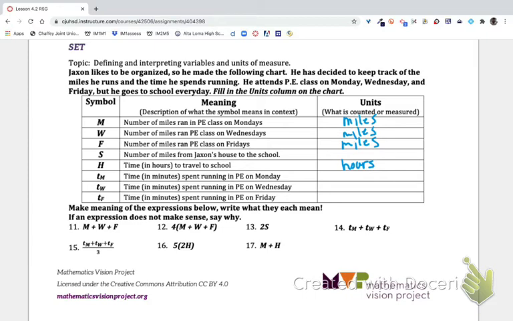So now for number 11, M plus W plus F. I need to make meaning of what that is. Well, I know M is the Monday miles, W is the Wednesday miles, F is the Friday miles. So we have, he attends PE class on Monday, Wednesday, and Friday. There's not a ton of space to write, but number 11, I would say, is the total PE miles for the week.